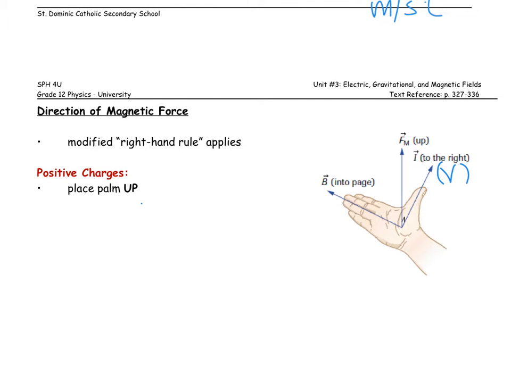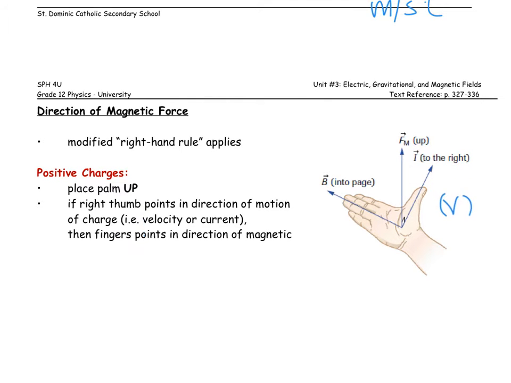That's true if we have positive charges. So let's just get this summarized here. You're going to place your palm upward. If your right thumb is pointing in the direction of motion, so that can either be the current or the velocity, and you have your fingers point in the direction of the magnetic field, then the magnetic force will be upward, or coming right out of your palm.